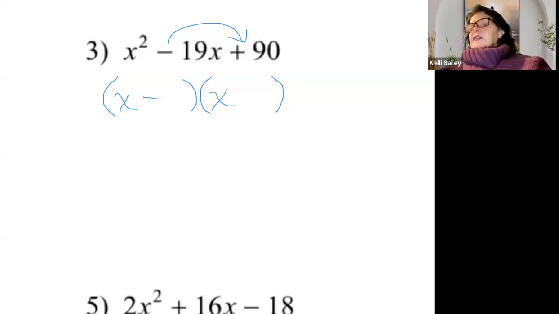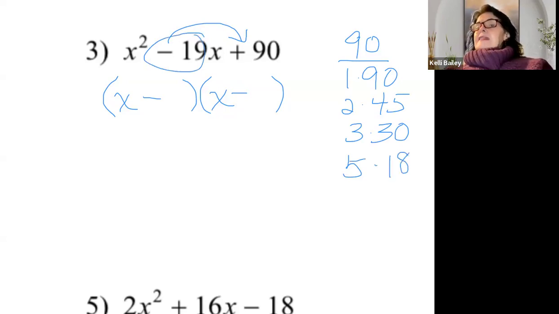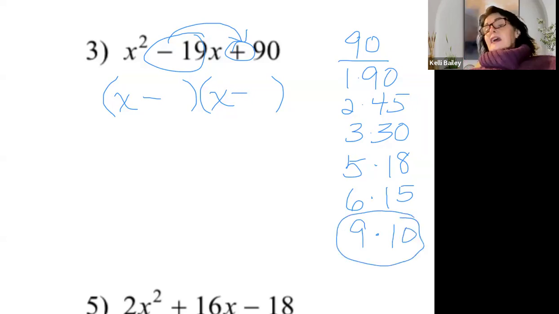I factor 90 to get 1 times 90, 2 times 45, 3 times 30, 4. Does 4 go? Nope, 4 doesn't go. Sorry. 5 goes. 5 times 18. Now I'm looking for a pair that adds up to be 19. So let's see. 6 times 15, getting closer. 7, 8, 9 times 10. Oh, there we go. And if that one jumped out at you to begin with, then great. That's the one you do.